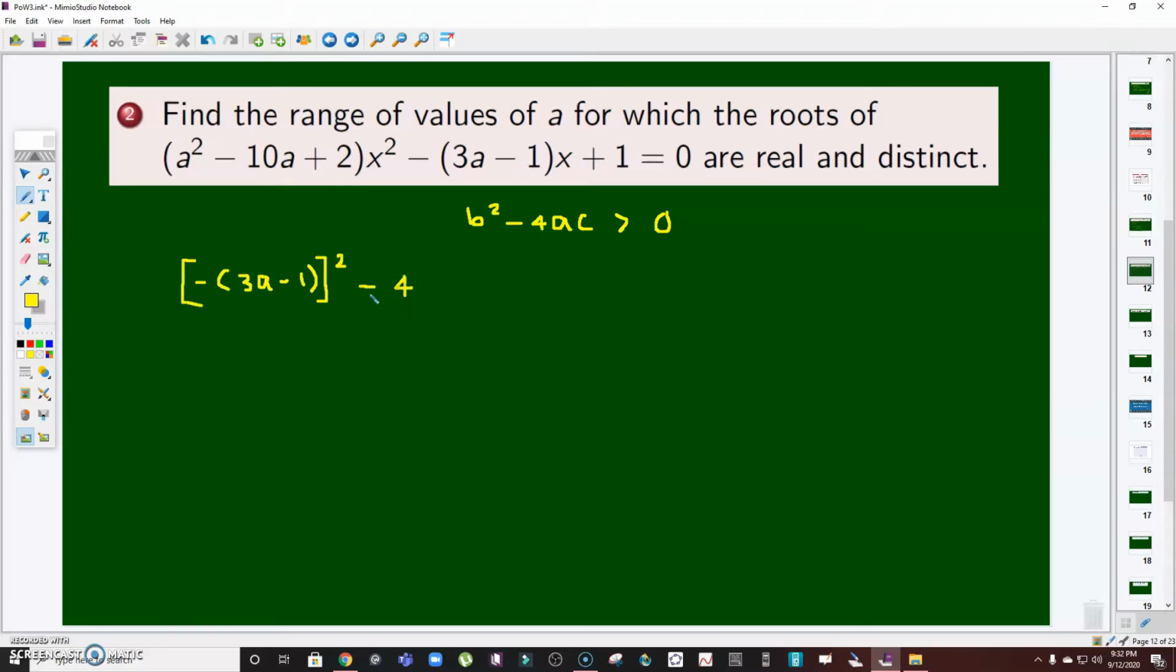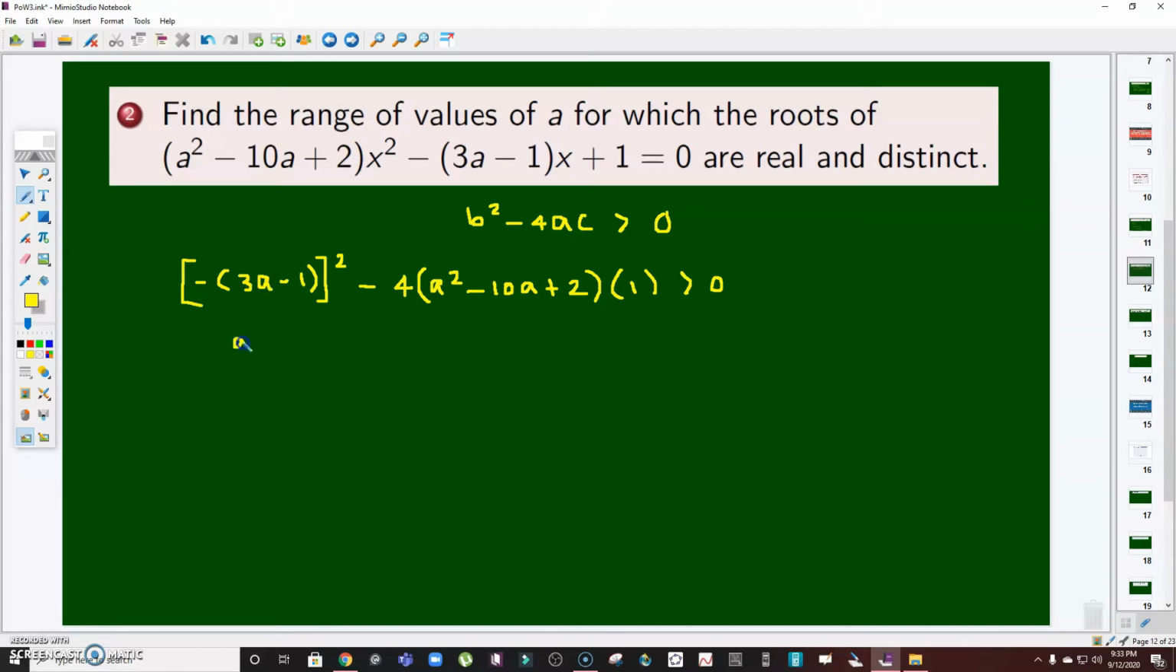Minus 4, that's fixed, that's constant. My a here again is this quadratic trinomial, so that is a squared minus 10a plus 2, times c. My c is 1. And that's greater than 0. See that? Okay, take note, since that is negative, if you square it, the sign will just disappear, so it has no bearing.